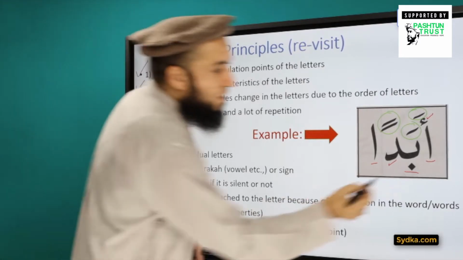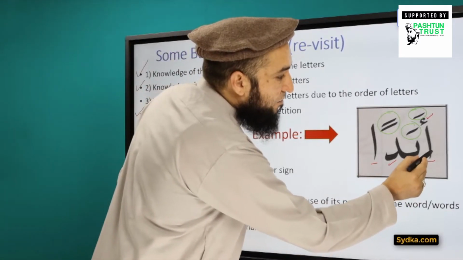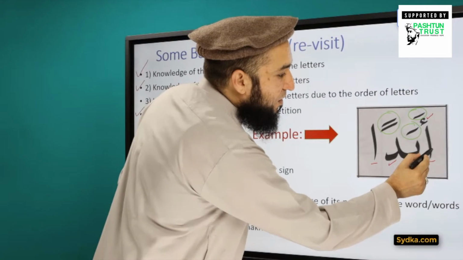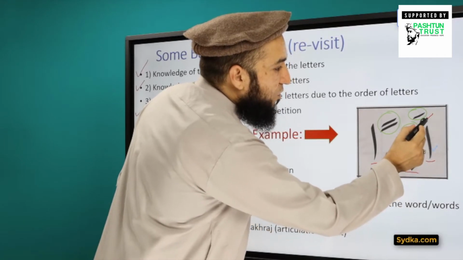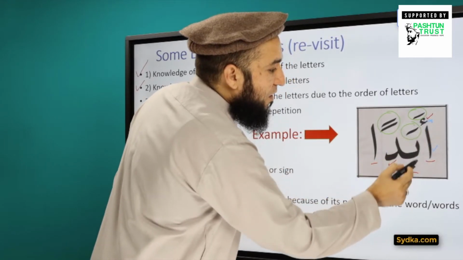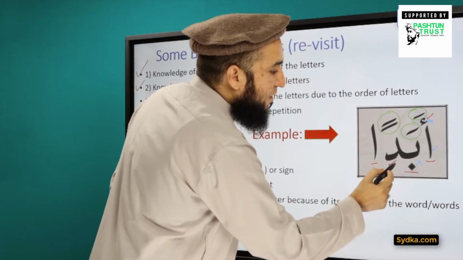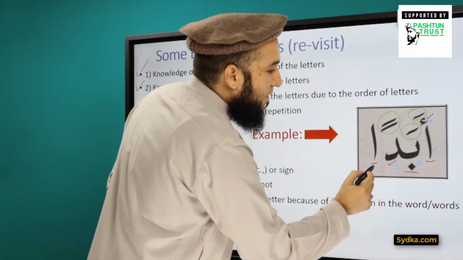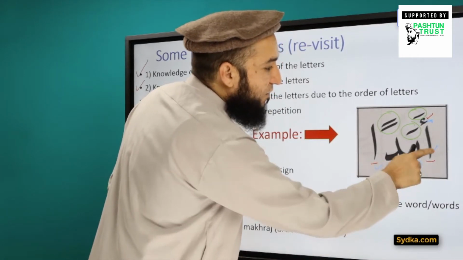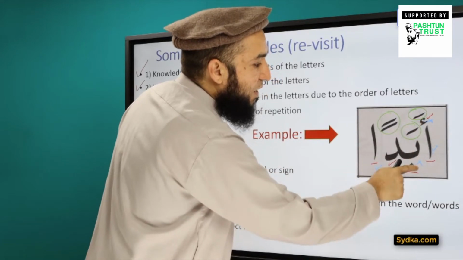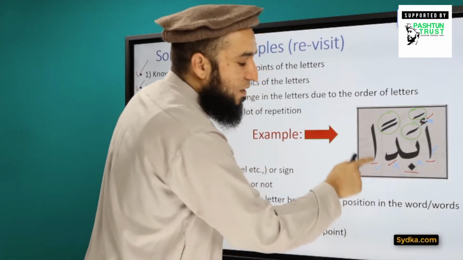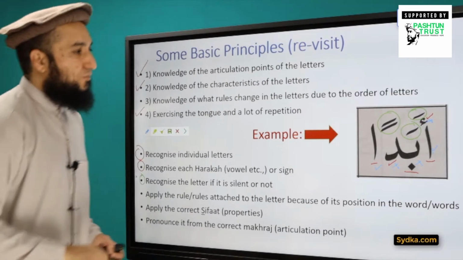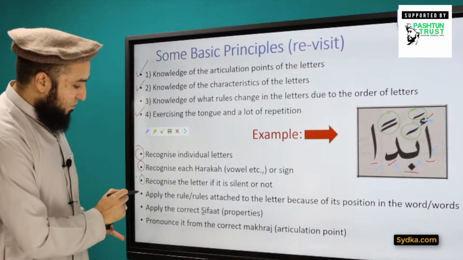So if we see here, alif, this is silent, and this one is not. Ba is not silent. Dal is not silent, and alif is silent. So alif is silent. Hamza is not silent. Ba is not silent. Dal is not silent, and alif is silent. So we recognize those ones.